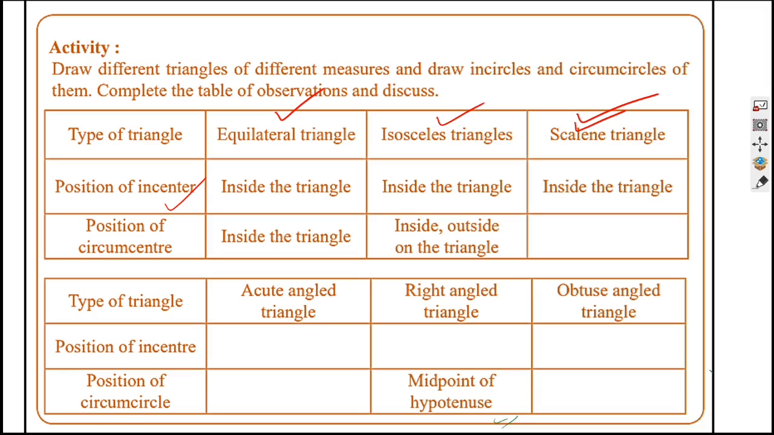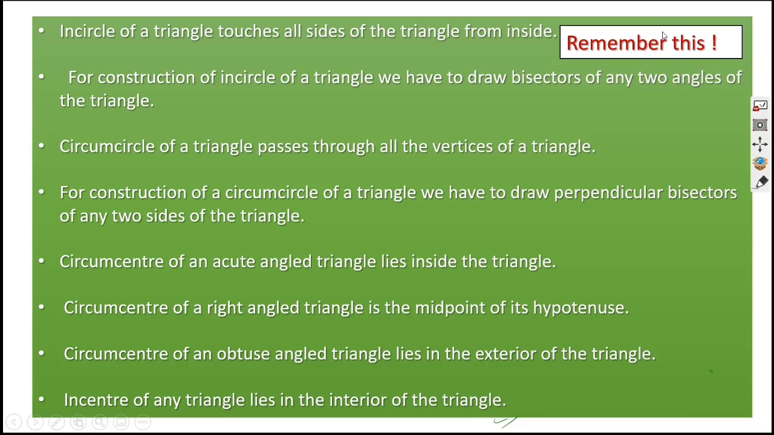Okay, going ahead, a little more information about this. Whenever you have to draw an incircle, you need to draw a triangle which is touching the circle from inside, each side of the circle, and for that you will be drawing angle bisectors, minimum 2 angle bisectors. Whenever you have to draw the circumcircle of a triangle, which passes through the vertices of a triangle, you will be drawing at least 2 perpendicular bisectors of any 2 sides.